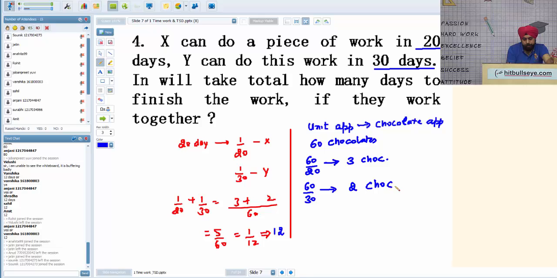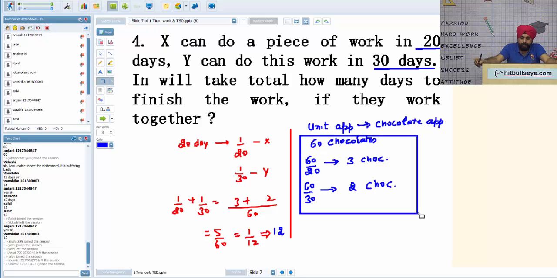Now students, if you see carefully, while I am writing this to explain all that to you, but when you actually solve it, you can do all that stuff orally. All that I have written. 60 divided by 20. So X eats 3 chocolates a day. Y eats 2 chocolates a day.